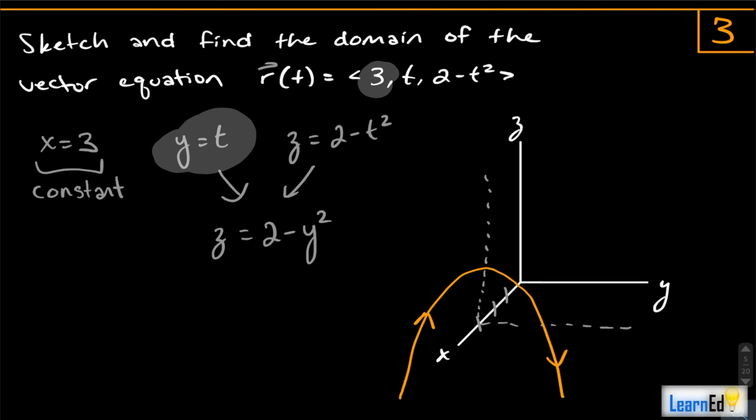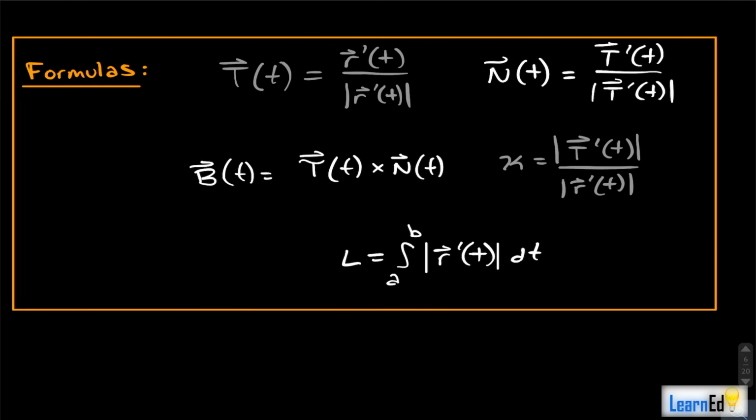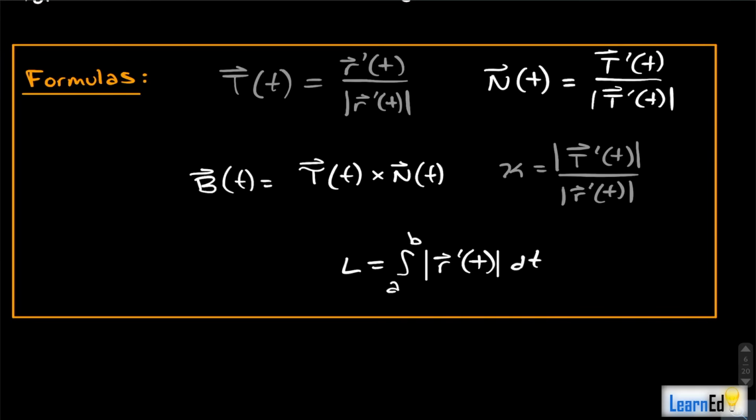Okay, that's that. All right, and then we have number 4. We're going to find the unit tangent and unit normal vectors. We're going to find the curvature at t equals 2 and the arc length from t equals 0 to t equals 2 for the vector function r of t equals t, 3 cosine t, 3 sine t. I have all the formulas that you're going to need right here. I'm not sure if you'd be given those on a final exam. I assume no, but if you're given a sheet or something, or if you can walk in with a piece of paper, these are definitely formulas you want to put on there.